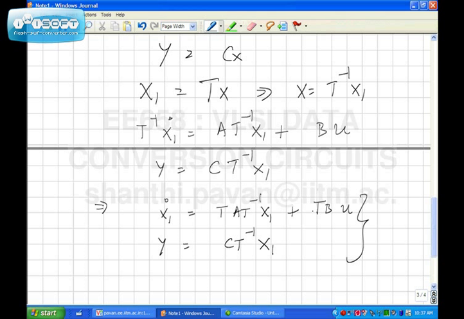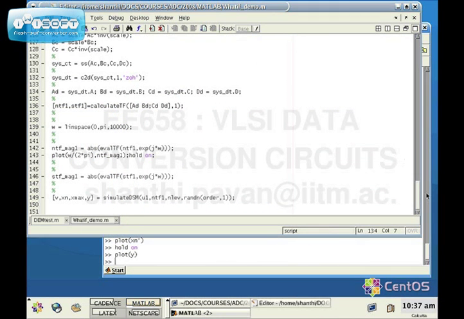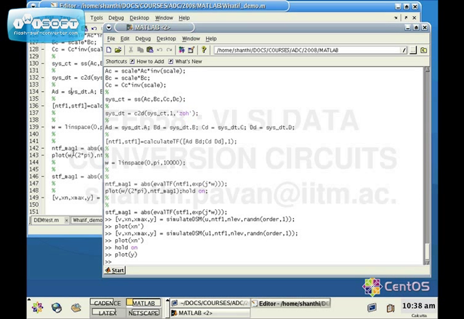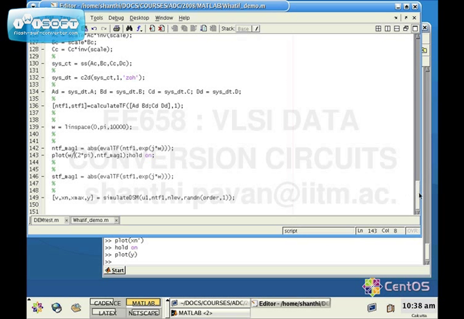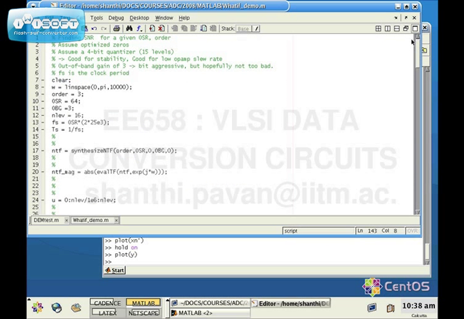So let me give you a quick demo of this stuff, of how one would go about designing a continuous time sigma delta modulator. This is a MATLAB script which extensively uses the sigma delta toolbox. I draw your attention to these statements.